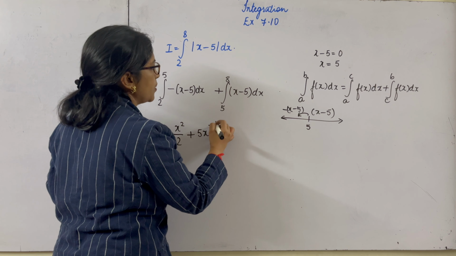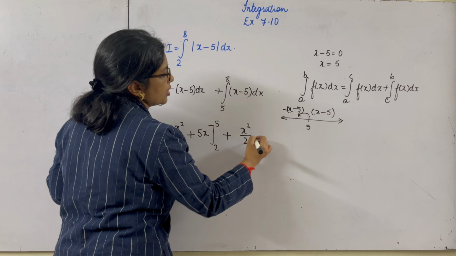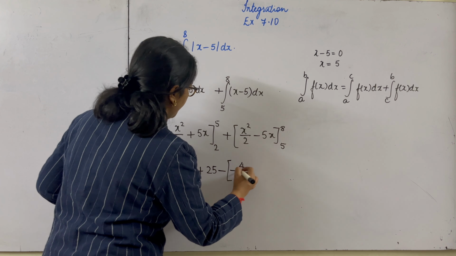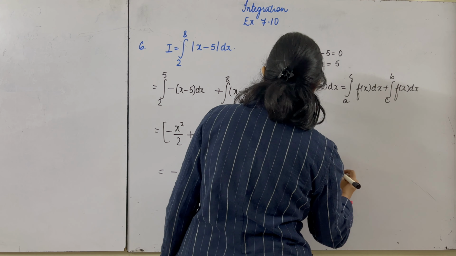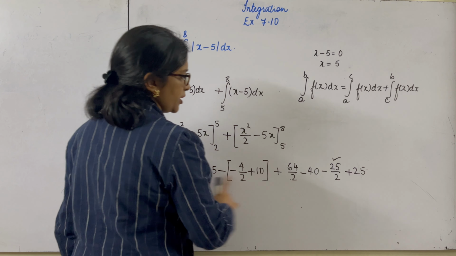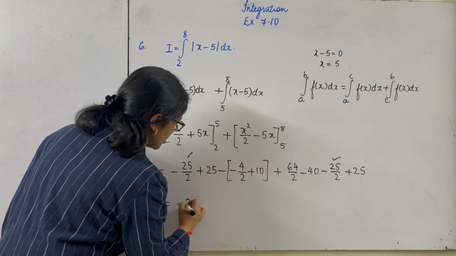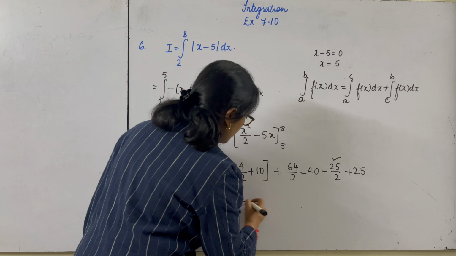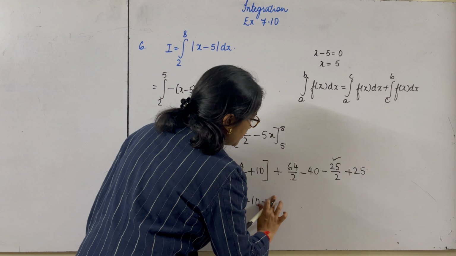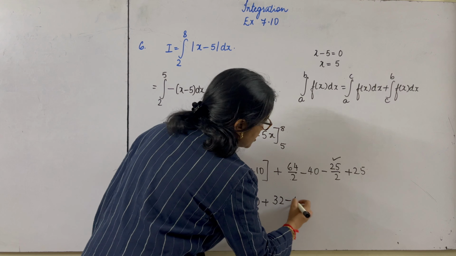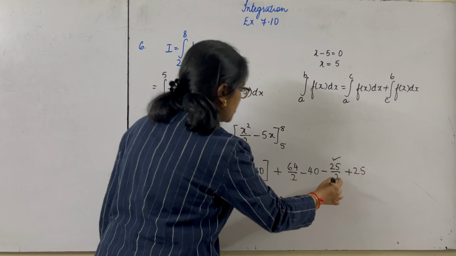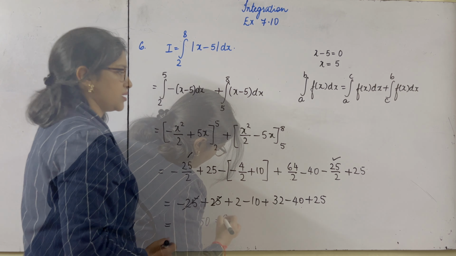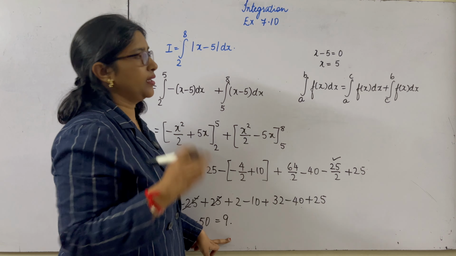The only important thing is to bifurcate the function and to check which one is positive and which one is negative. Substitute the limits. Once again, we'll simplify minus 25 by 2 and minus 25 by 2, which is minus 25, plus 25 over here, plus 2 minus 10 plus 32 minus 40 and plus 25. This we have already combined here. Now do the rest, and so you should get your answer to be 9.